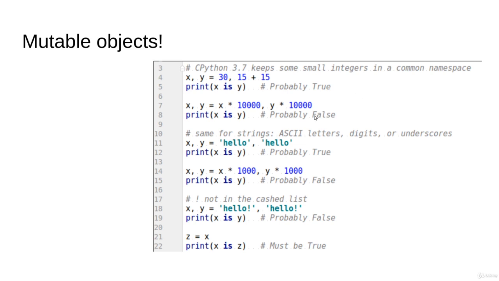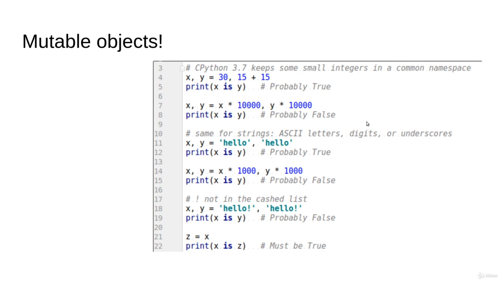Now let's use x and y here, but multiplying them with something very big. Again, x and y aren't the same things in the memory originally, and CPython doesn't store in its cache something for such very big values. Probably this statement would be false. Okay, so be careful, probably true and probably false here.